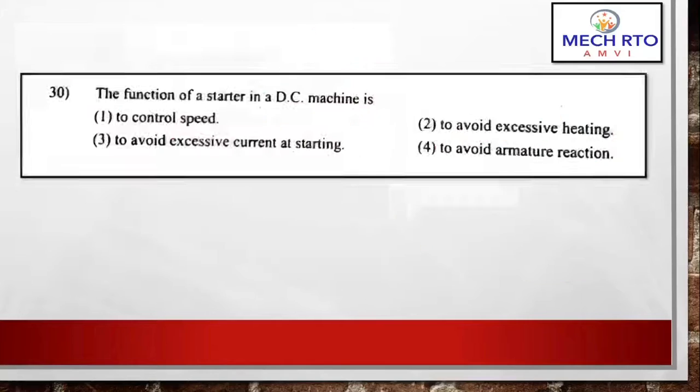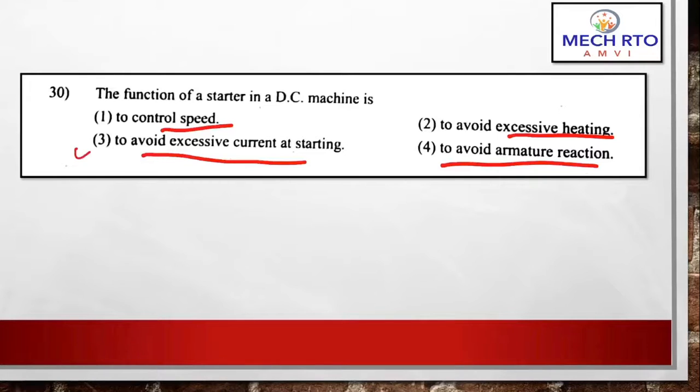Now moving on to the next question. The function of the starter in a DC machine is. Options are to control speed, to avoid excessive heating, to avoid excessive current at starting, to avoid armature reaction. I am repeating the question: the function of a starter in a DC machine. So why do we use a starter in a DC machine? Here the correct answer is to avoid excessive current at the starting, right?